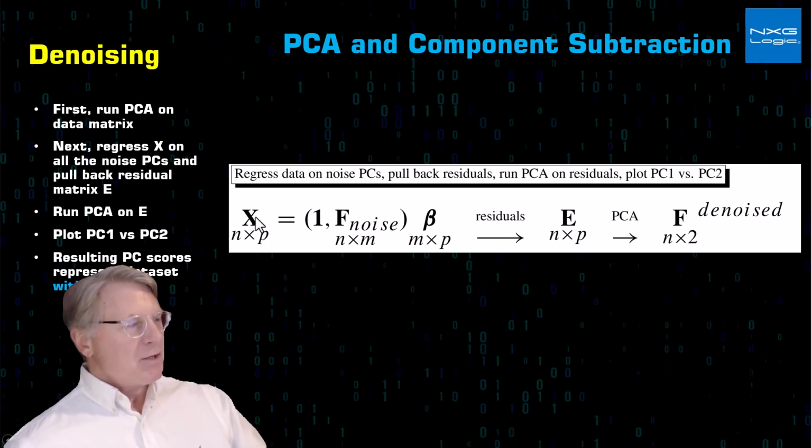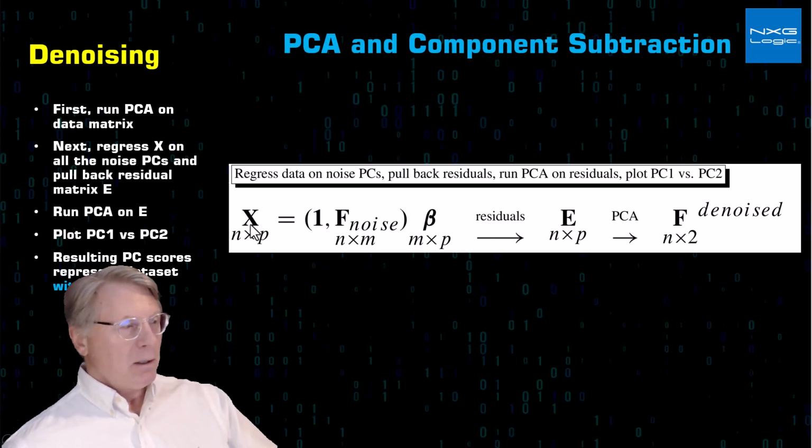and then you regress your original data on the noise with a constant term, a vector of ones, and then estimate the residuals, and then run principal components on these residuals, which are adjusted for noise. So noise is removed out of X.